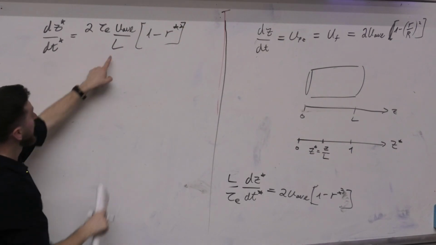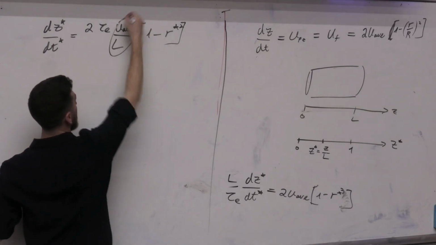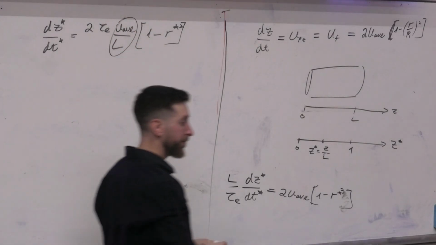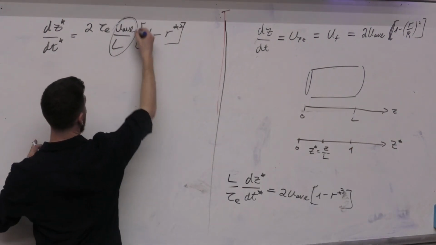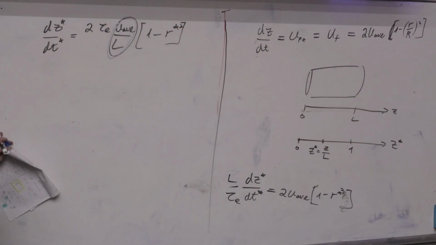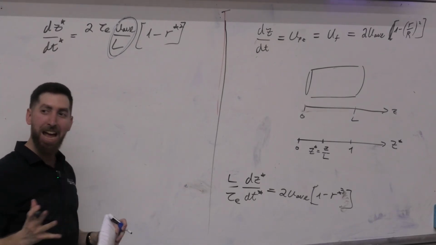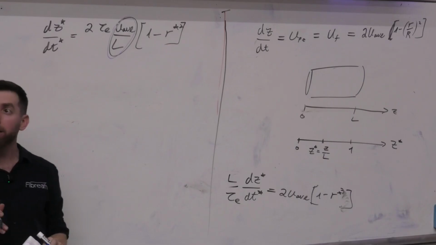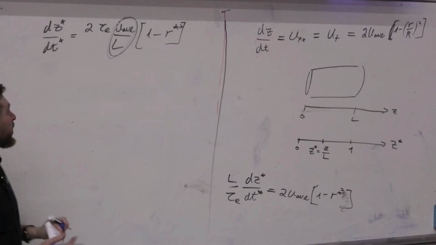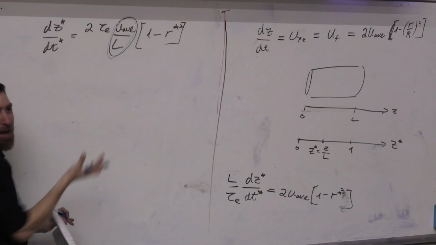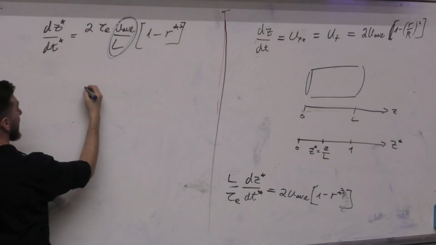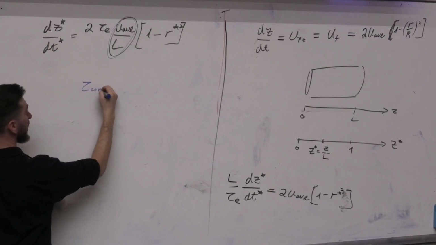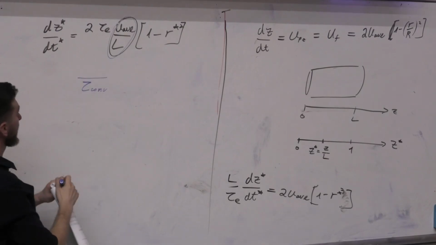What is this term? Yeah, it's another characteristic time. This is the convective time. What is the average time I'm going to spend inside the cylinder? The length of the cylinder divided by the average velocity of the flow. So this one is tau convec.